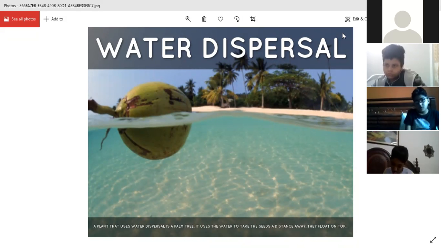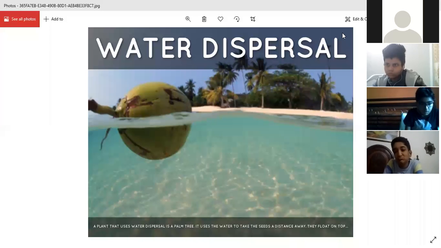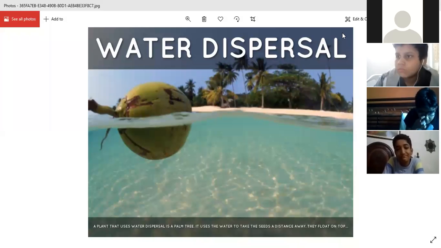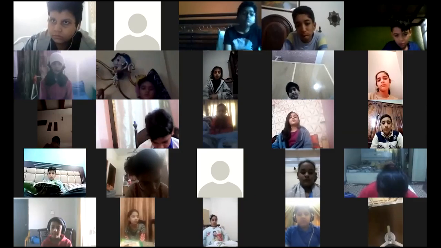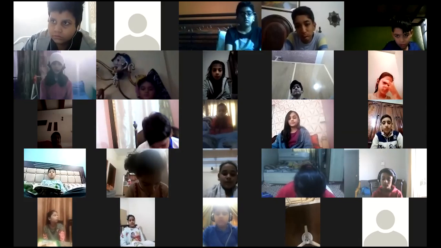Now in this image, you can already see that there is water, and in that water a coconut is floating. A coconut पानी के ऊपर तैर रहा है. Now what does that mean? How is it representing that the seed over here is dispersed by water? We are going to get into it more deeply. All right.